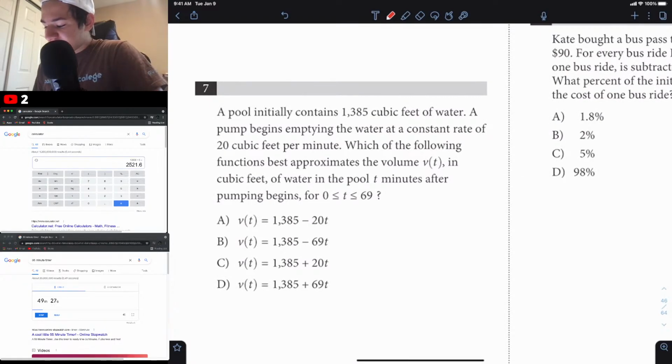All right, a pool initially contains this many cubic feet of water. A pump begins emptying the water at a constant rate of 20 cubic feet per minute. Which of the following functions best approximates the volume in cubic feet of water in the pool T minutes after pumping begins, for T between 0 and 69? Okay.